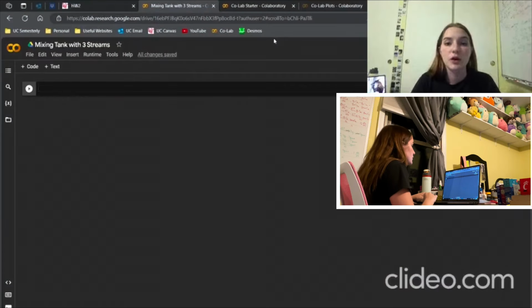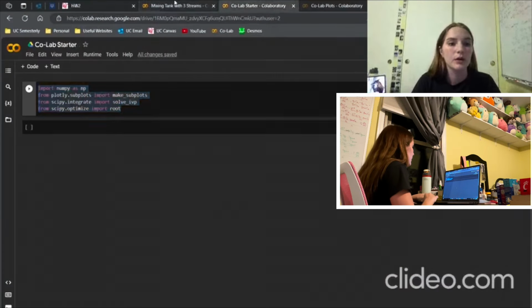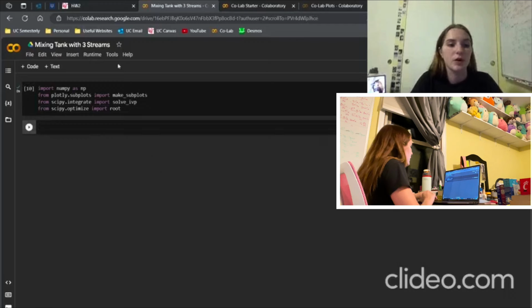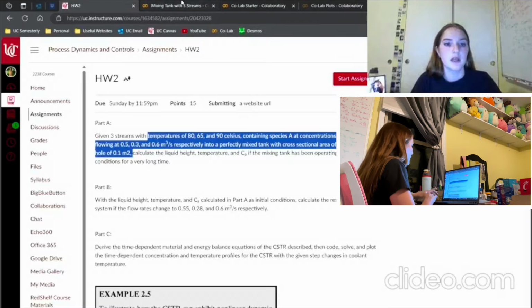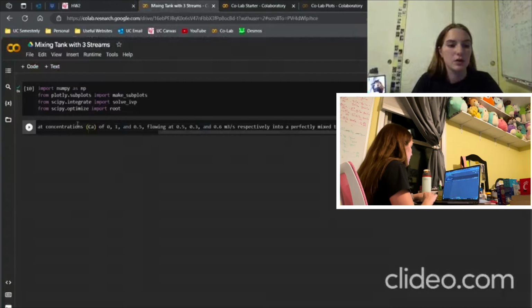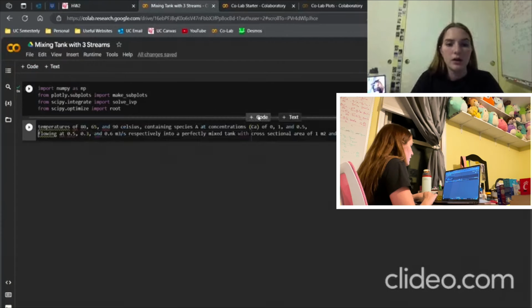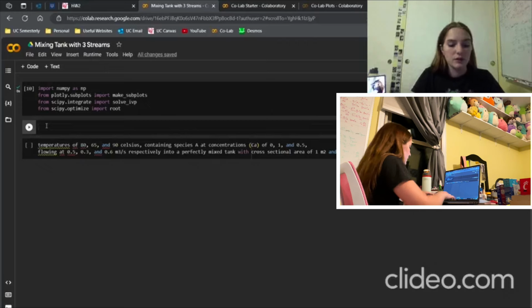Okay, so to start our code, we are going to import NumPy, Plotly, and SciPy for solve_ivp, and SciPy for our root solver. And now we need to initialize all of our starting values for the variables that we were given in our problem statement.